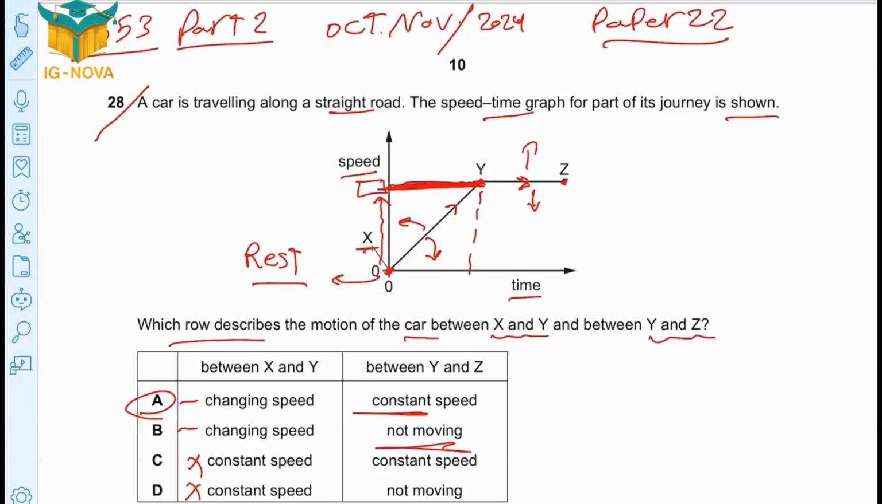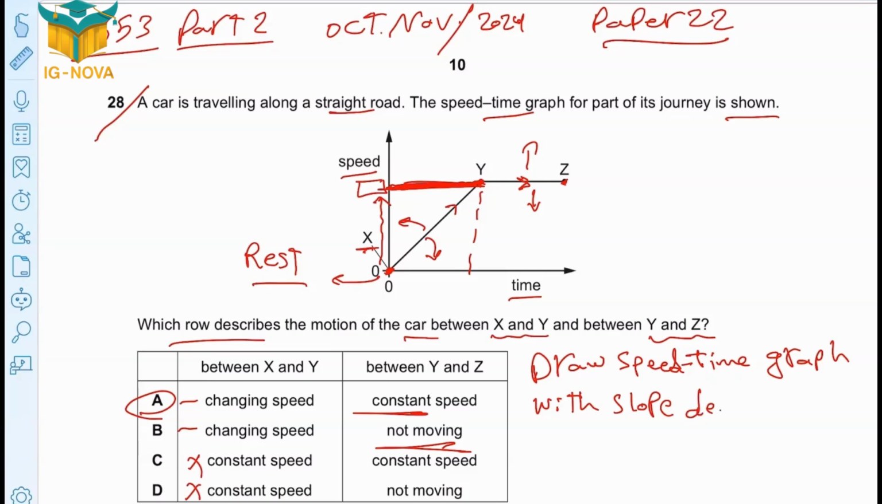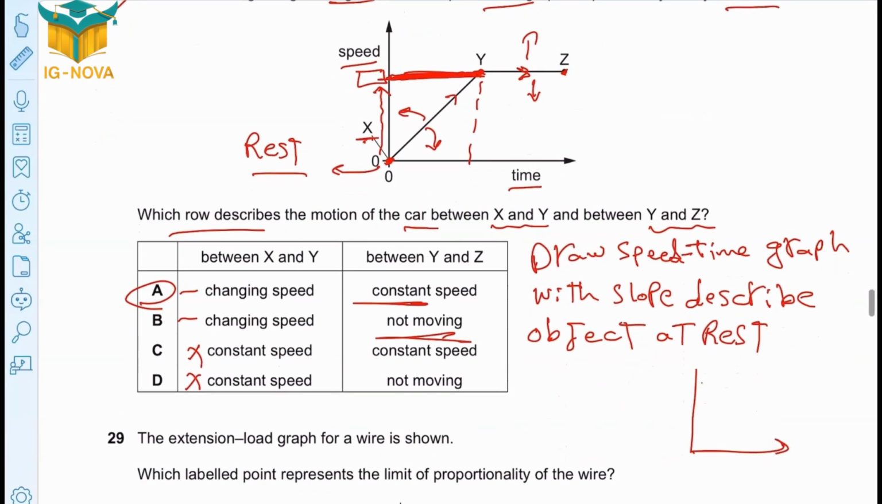For not moving, there is a challenge question related to A: draw the speed time graph with slope that describes an object at rest. You're going to draw a speed time graph, speed and time, and tell me when the object will be at rest and doesn't move. Draw it and put it in the comments or on the Telegram group.